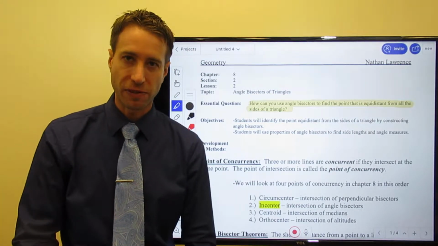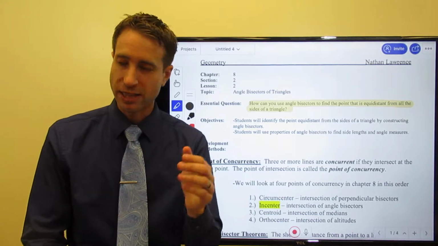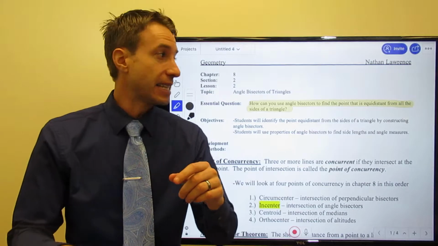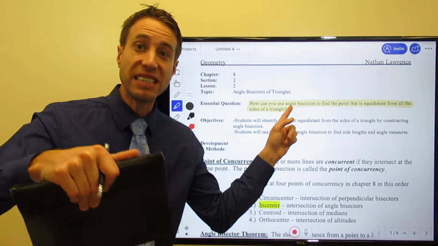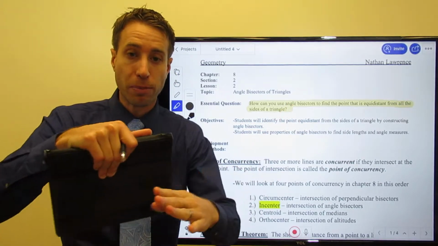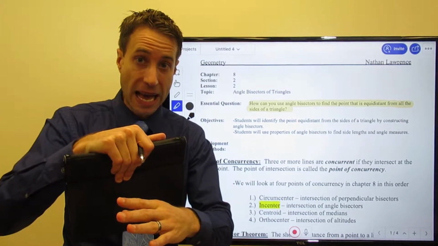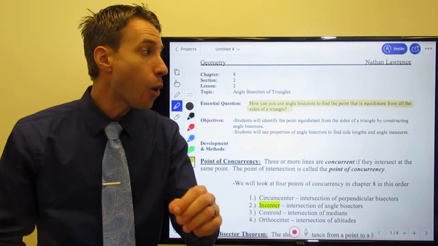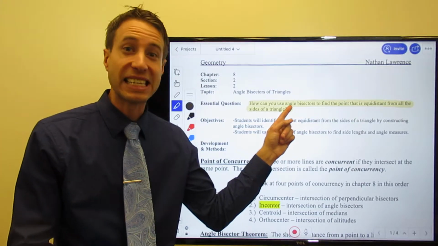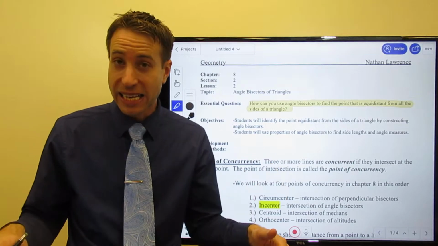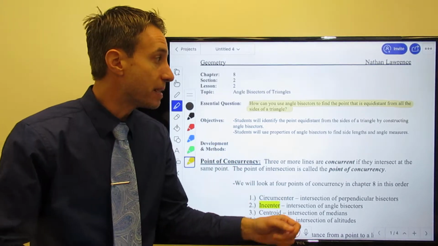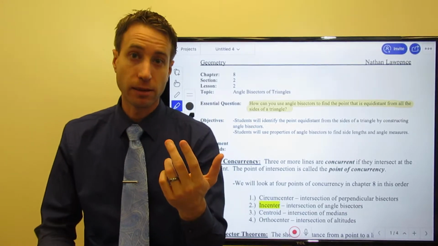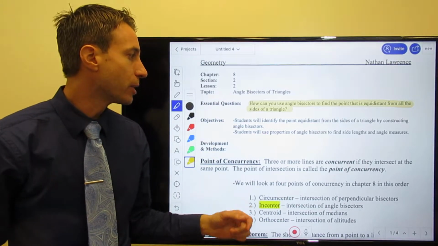Let me make a quick clarification here. In the last section, the notes that we just did, we looked at the perpendicular bisectors, where the perpendicular bisectors all met, and it was equidistant from the vertices. Now we're going to be taking a look at a point that is the intersection of angle bisectors, and it will be equidistant from all of the sides of the triangle. Just the opposite. So here we go. Let's take a look.